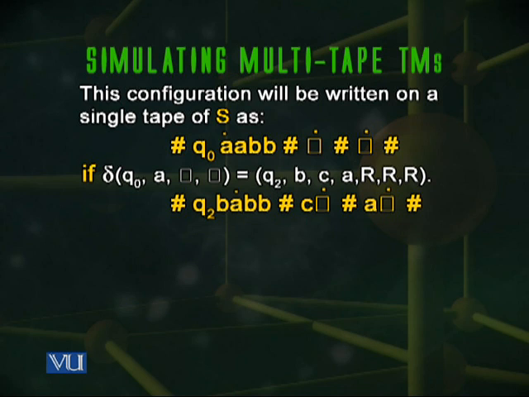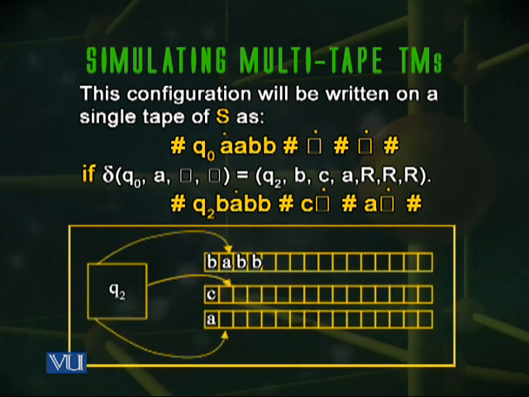Let us look at the 3-tape Turing machine and see what it would have done. As you can see, this Turing machine has moved all its 3 heads and changed the contents. However, S has codified this configuration on a single tape. Now let's see what will happen if this 3-tape Turing machine were to take one more step.